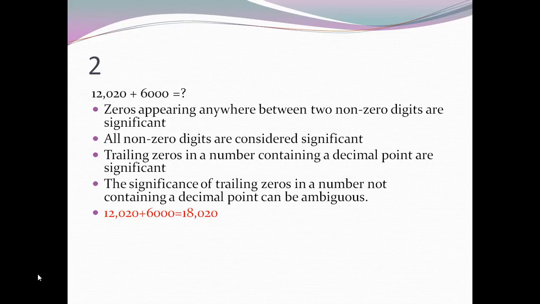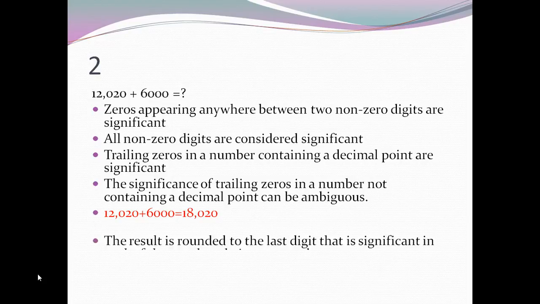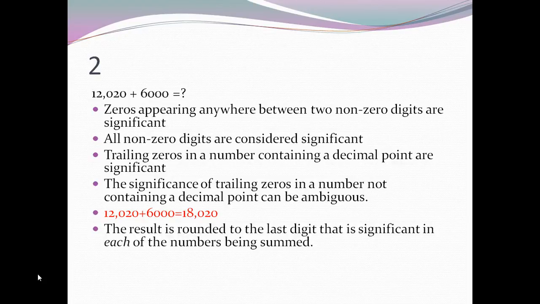When you add those two numbers, you get 18,020. The result is rounded to the last digit that is significant in each of the numbers being summed, meaning that your answer is 18,000.